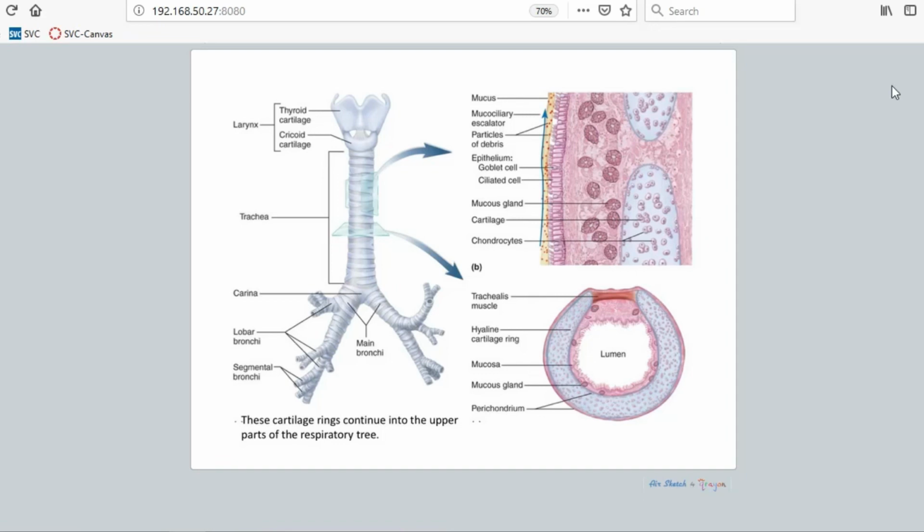So I guess the point here is that we have these tracheal rings, and these tracheal rings continue into the lower respiratory tract. So the upper parts of the respiratory tree, these main bronchi and these first branches up there.